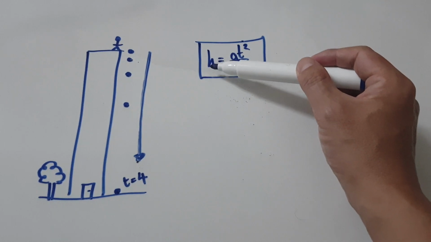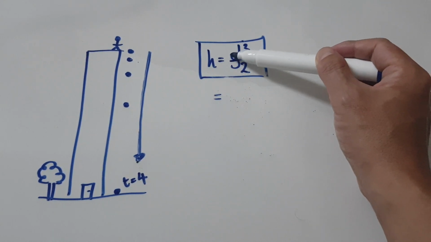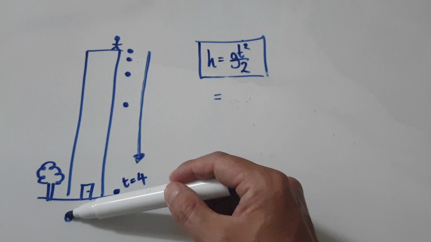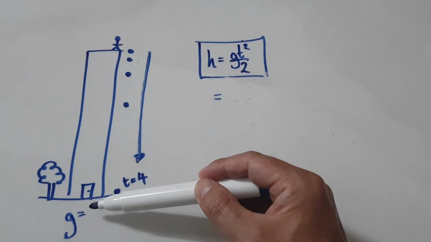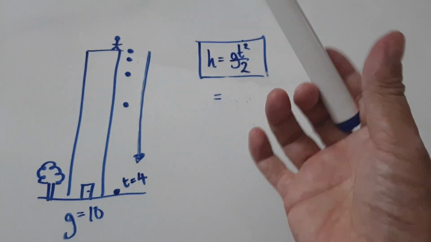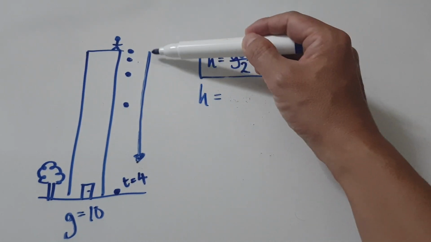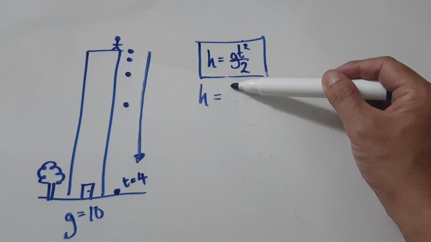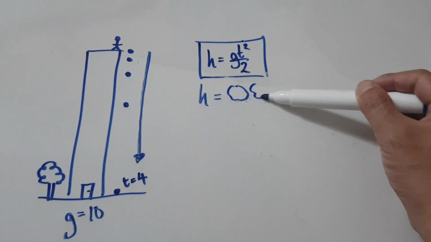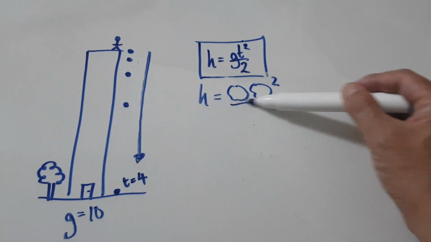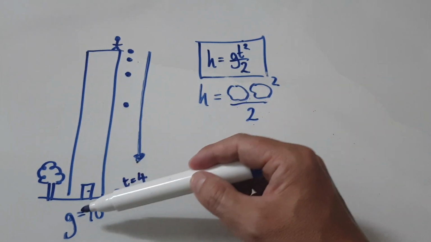So to work out h, you need to know g. g is gravity on Earth. So on Earth, gravity is 10. On the Moon, gravity is about 2-ish. So the height, h, which is the distance traveled, is given by g t squared over 2.